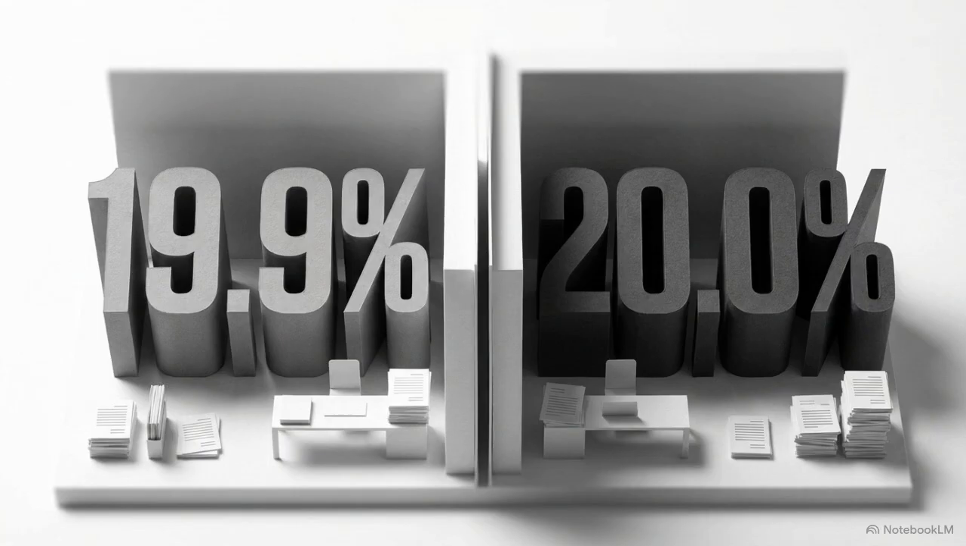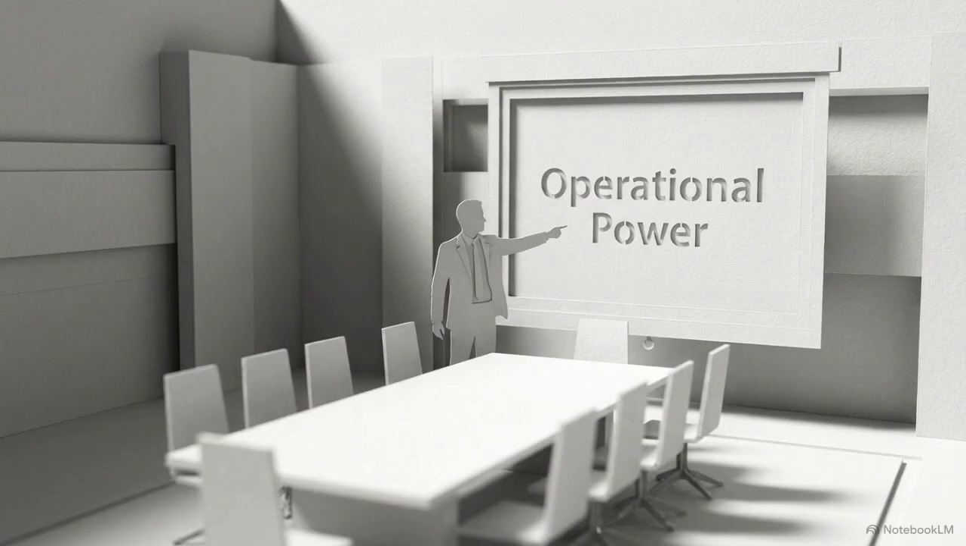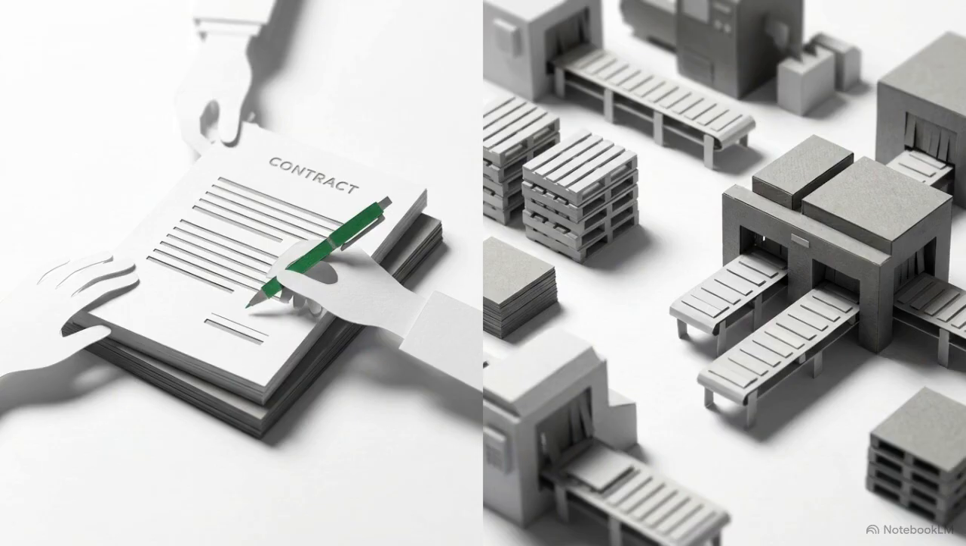The numerical distinction between a 19.9% stake and a 20% stake disappears if the underlying reality proves you call the shots. The actual trigger is significant influence. This is the power to participate in the financial and operating policy decisions of the investee. This follows the principle of substance over form, where economic reality takes precedence over legal technicalities.